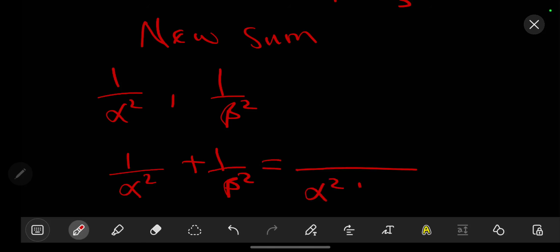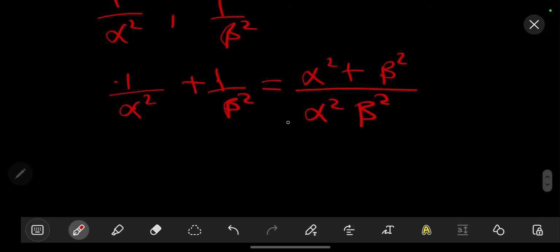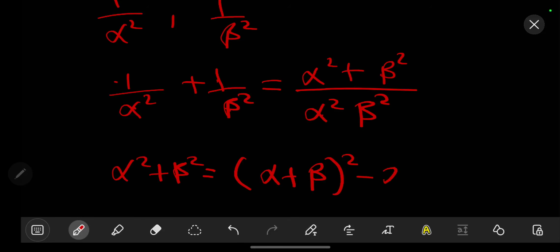We take both of them, alpha squared beta squared. Then this multiplies this, so we can have alpha squared plus this multiplies that, so we have beta squared, like that. As long as you have taken both of them as the common denominator, you can do that. Now we know alpha squared plus beta squared. If you haven't watched the video, watch it. I'll comment in the section. So we have alpha plus beta squared minus 2 alpha beta. This is the identity for this one.